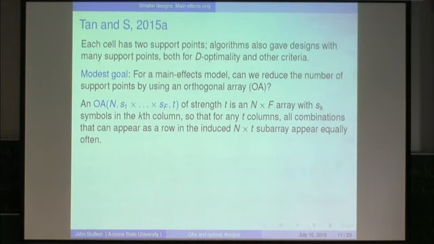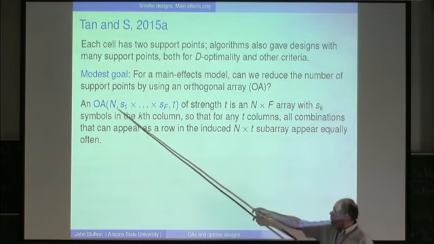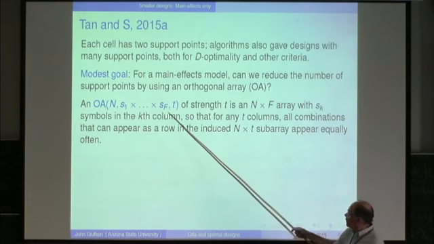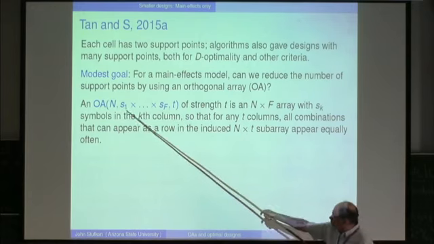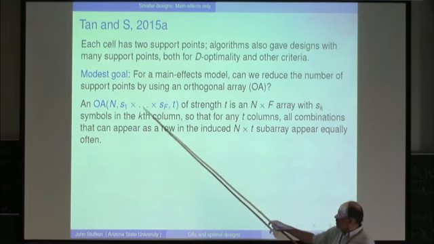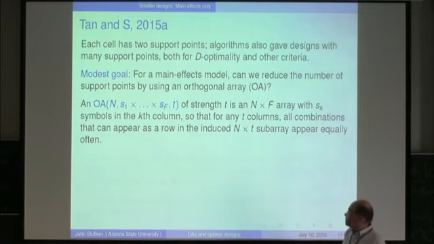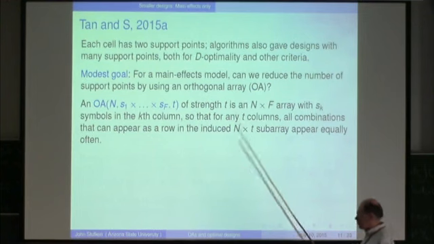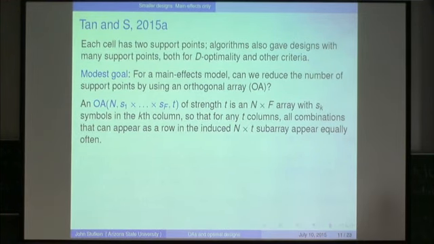And an orthogonal array, here's a definition. It's an array with n rows and f columns, and within the kth column you have the symbols 1 through sk, and it is said to be an orthogonal array of strength t if it has the property that if you select any t columns, then look at the rows of the subarray that you generate by selecting these t columns, in those rows you should see every possible combination of the symbols that can occur. All of them should occur, and they should occur equally often.